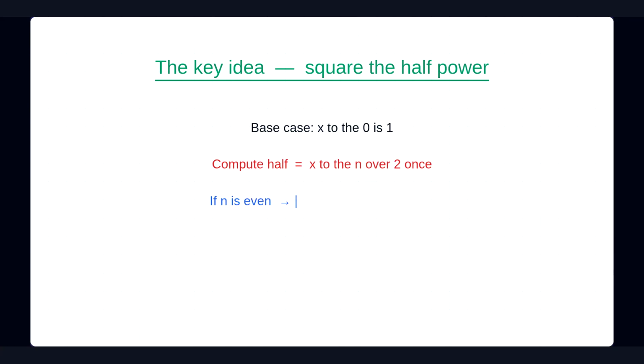The power keeps halving, n, then n over 2, then a quarter, until it reaches 0, where x to the 0 is 1, our base case. Because n halves each time, we reach 0 in about log n steps, so it terminates quickly.